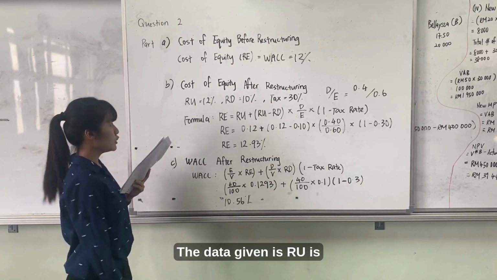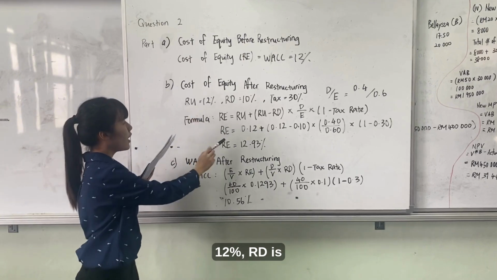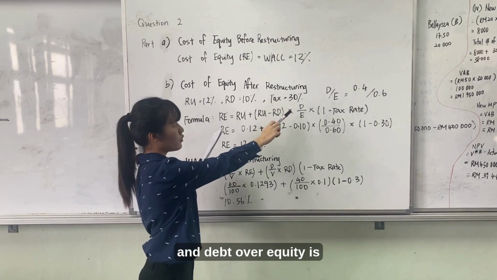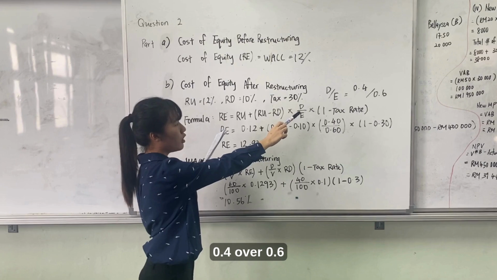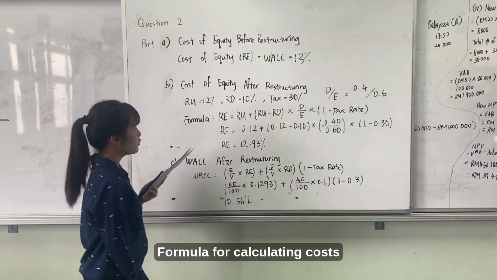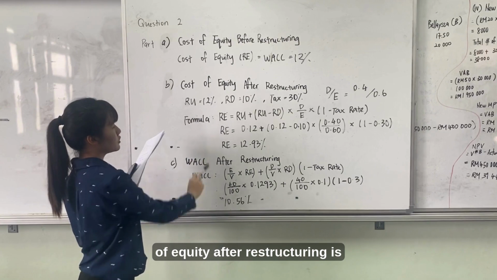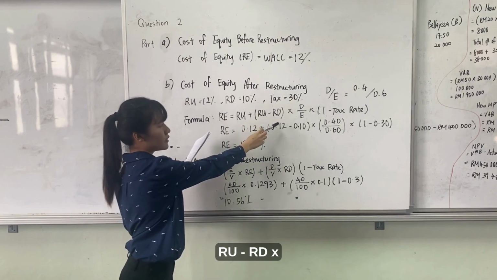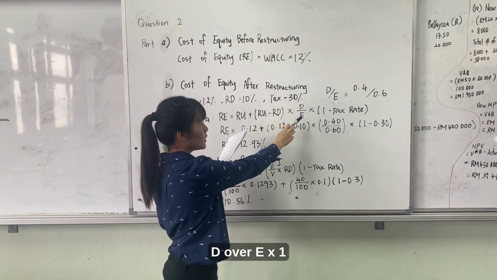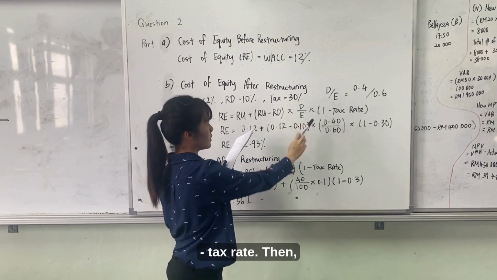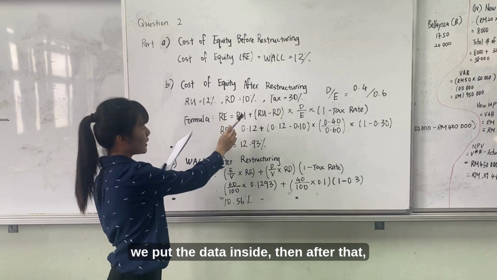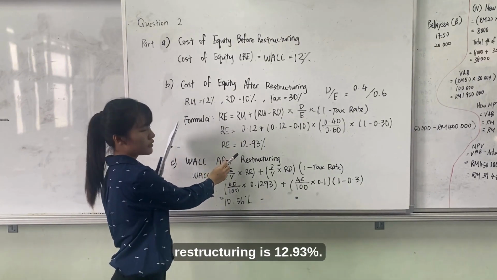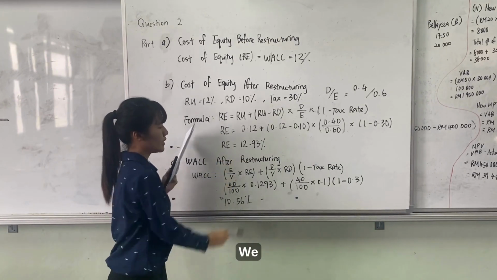The data given is RU equals 12%, RD equals 10%, tax equals 30%, and debt over equity equals 0.4 over 0.6. The formula to calculate the cost of equity after restructuring is RU plus (RU minus RD) times D over E times (1 minus tax rate). Then we put the data inside, and we get the cost of equity after restructuring is 12.93%.